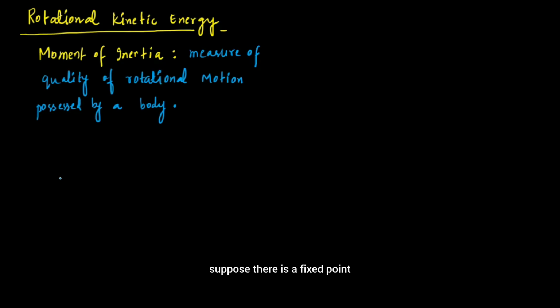suppose there's a fixed point, there's a point through which a line is passing, and from this point, which is lying on this axis, which is rotating with some angular velocity omega, we assume that there is a distance r at which a mass is placed. So what is the quantity of rotational motion possessed by this mass? This is something we call moment of inertia.